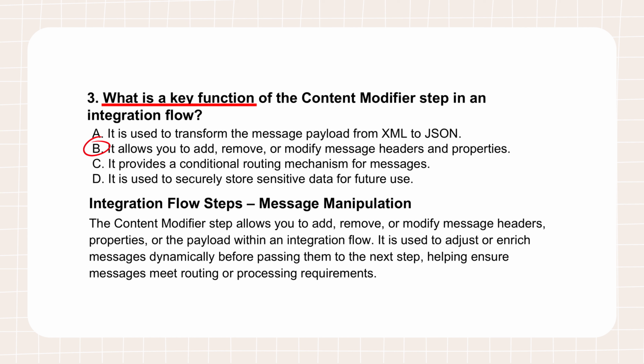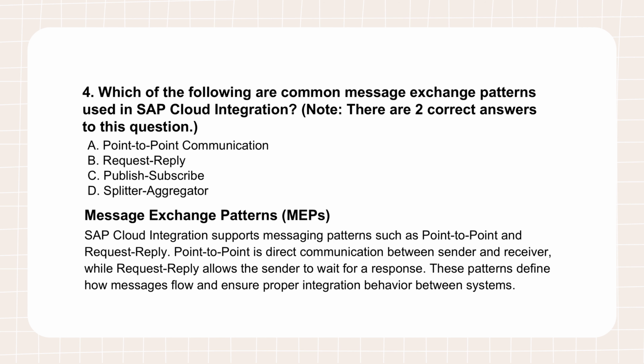So it's not for big changes, like changing the whole format from XML to JSON. Generally, no. That's usually handled by a different kind of step, a mapping step or a dedicated transformation step. Content modifier is more about fine-tuning the message details in its context, not radically overhauling its structure. Okay, less rewrite, more annotation and adjustment, precision, like you said.